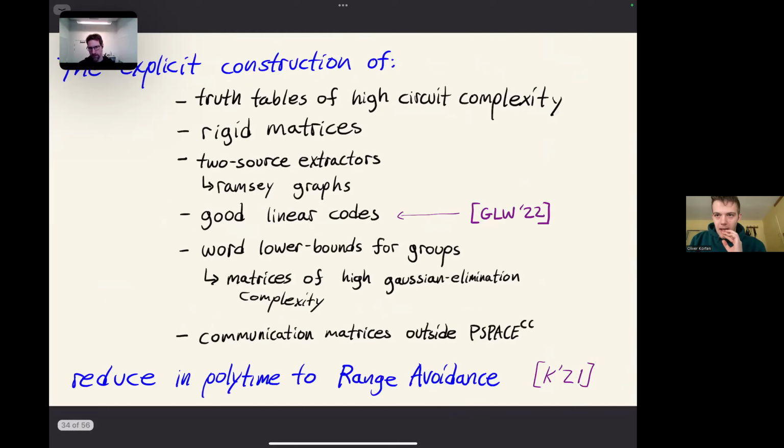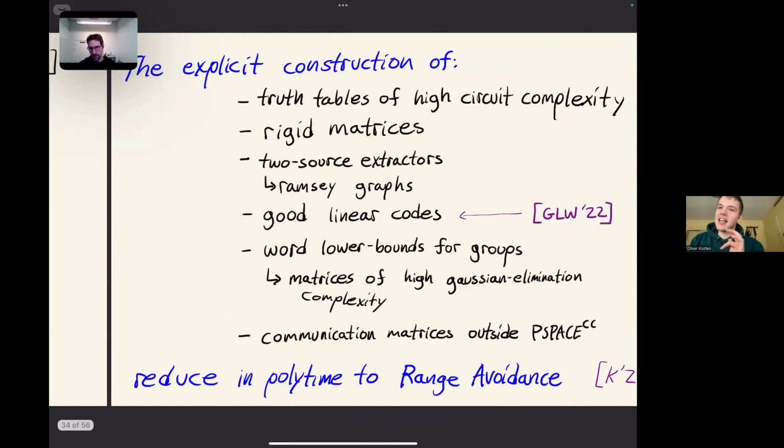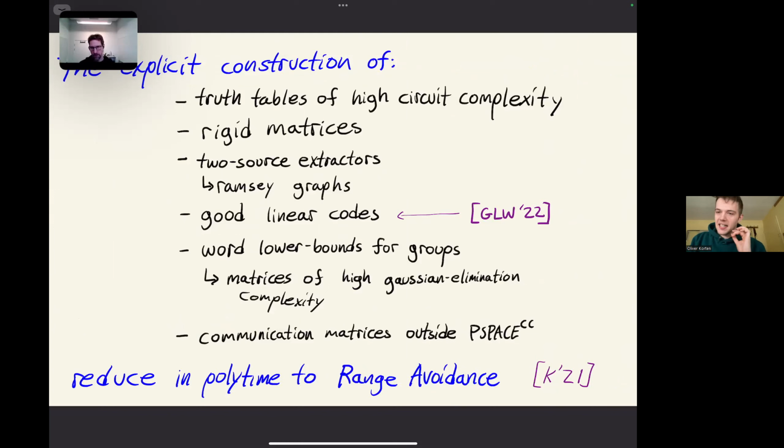The main thesis of this work is that this is the right problem to capture the complexity of most of the interesting explicit construction problems. So all of the problems I mentioned, plus some more I didn't mention, you can reduce the explicit construction problem for all of these interesting combinatorial objects in polynomial time to this range avoidance problem.